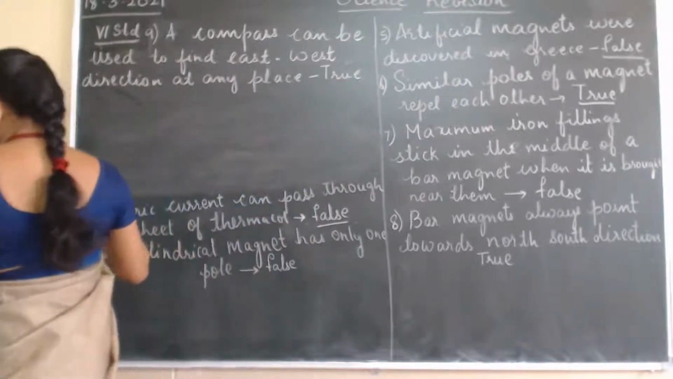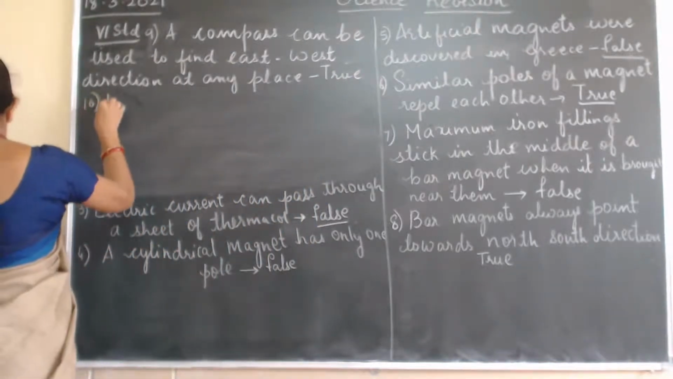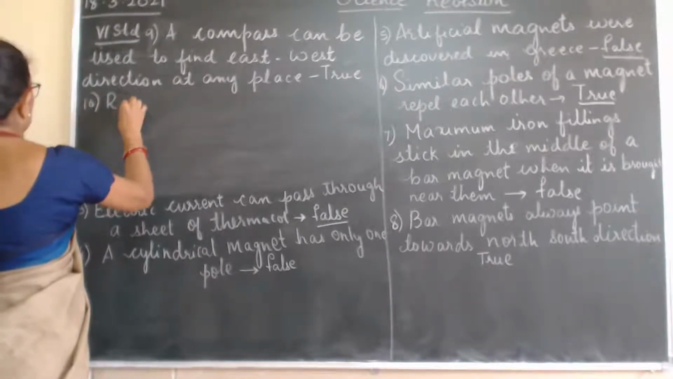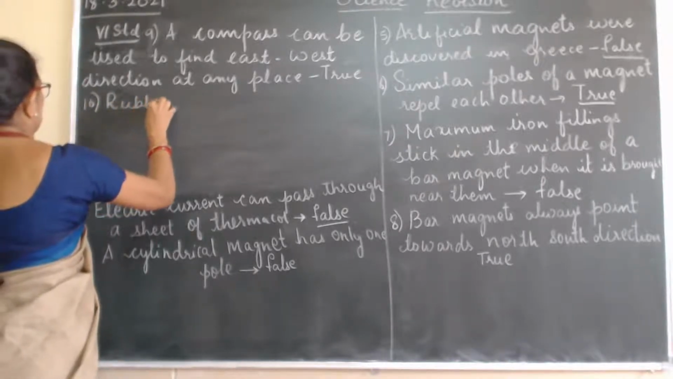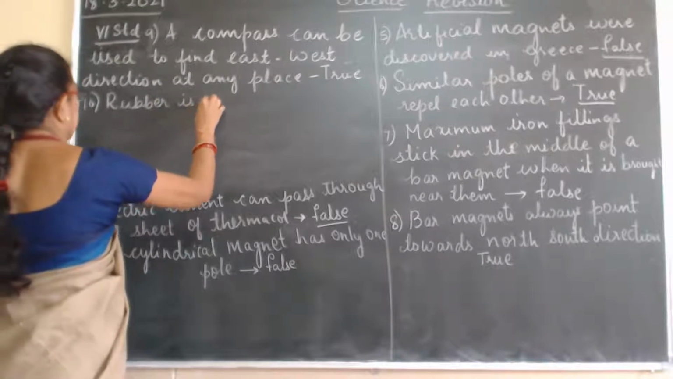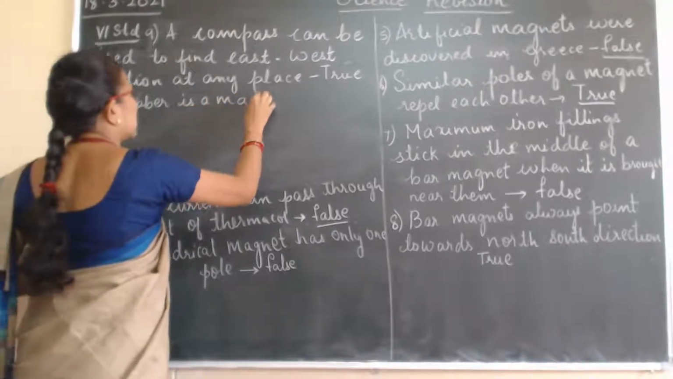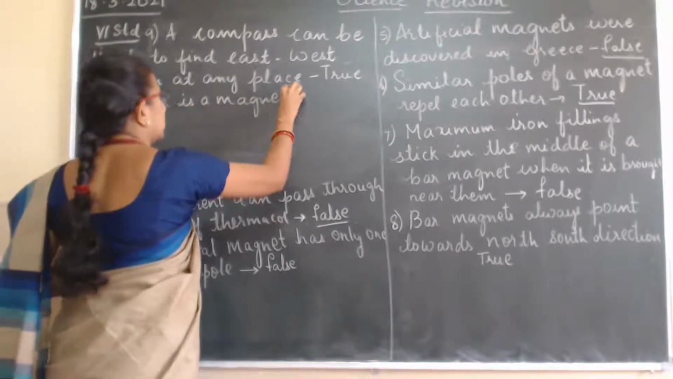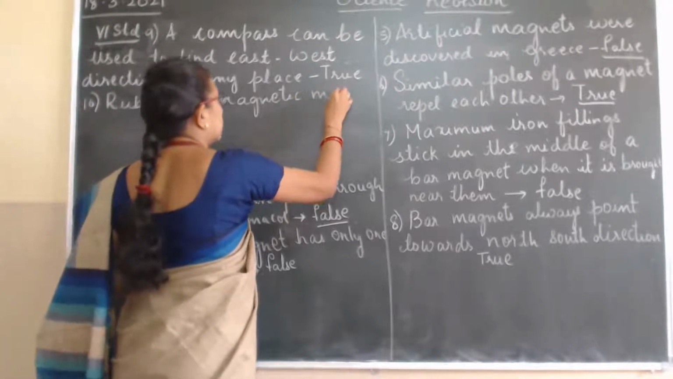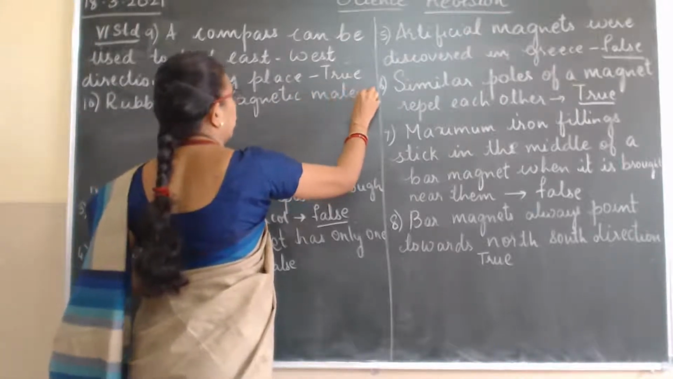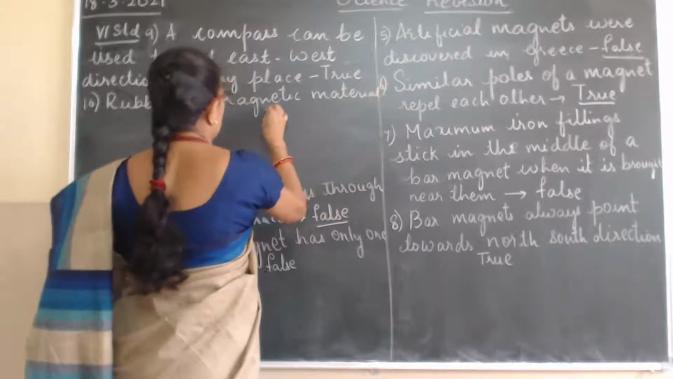Next, rubber is a magnetic material. This you can answer on your own. Whether it is magnetic, whether it will get attracted towards a magnet, no, isn't it? So this is false.